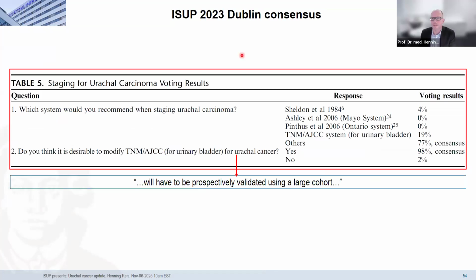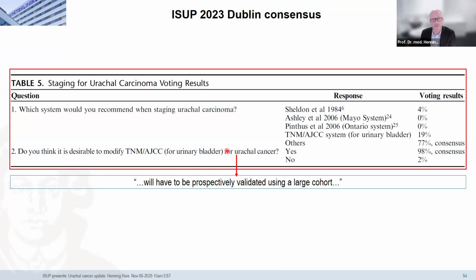Coming to staging, this is also an issue because, as you can see, most of the participants said we would like to use another system than the systems we have at the moment. The participants also said we should modify the system we have for TNM AJCC for bladder cancer, and this goes back to the Limonic paper I mentioned before. But we will have to prospectively validate using a large cohort. This is one thing that we would need to think about in the future.